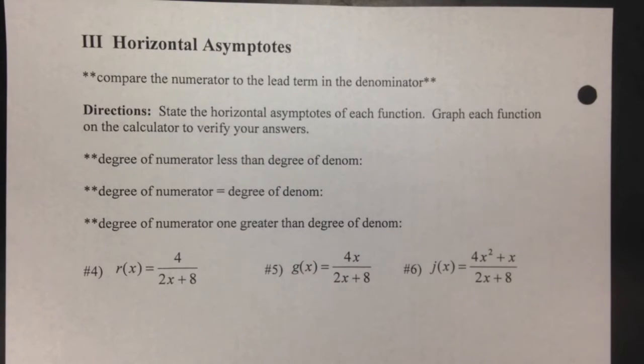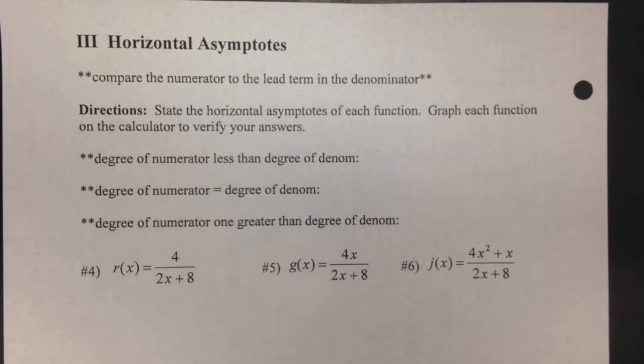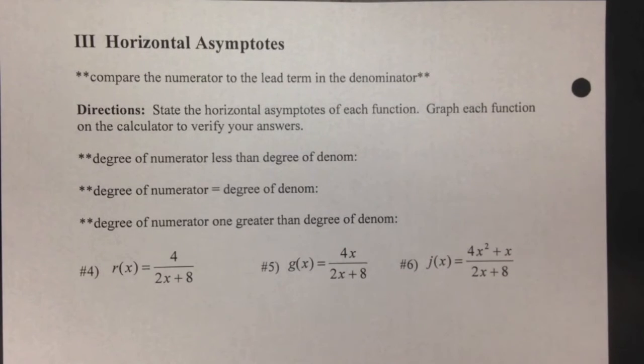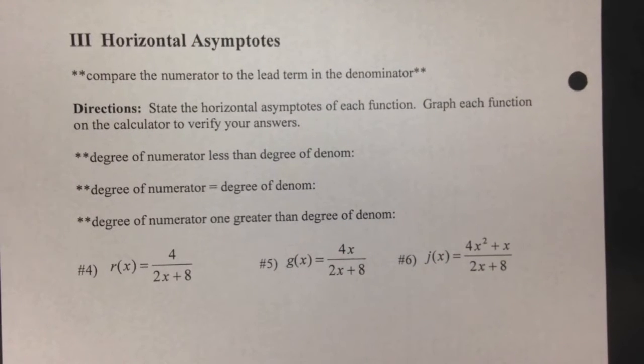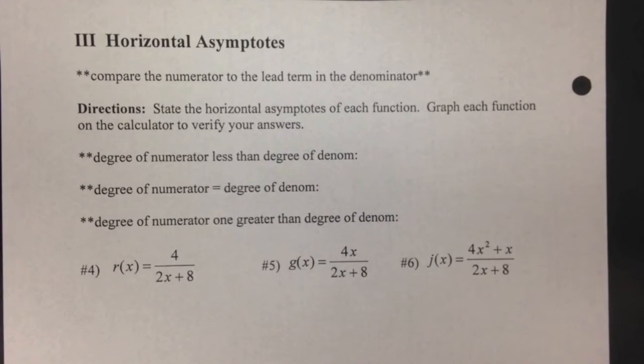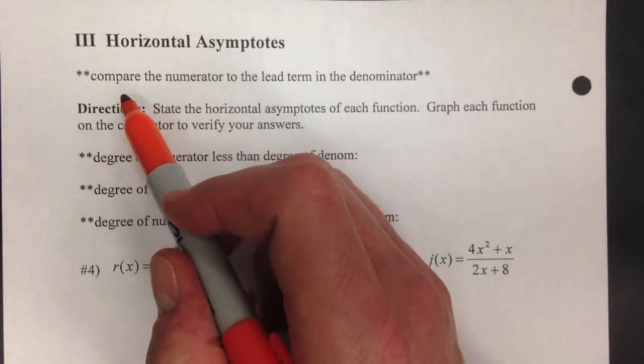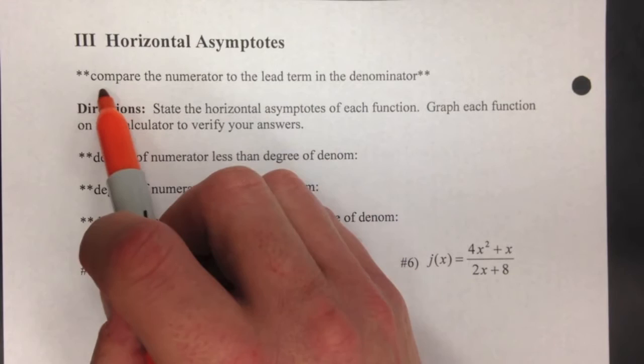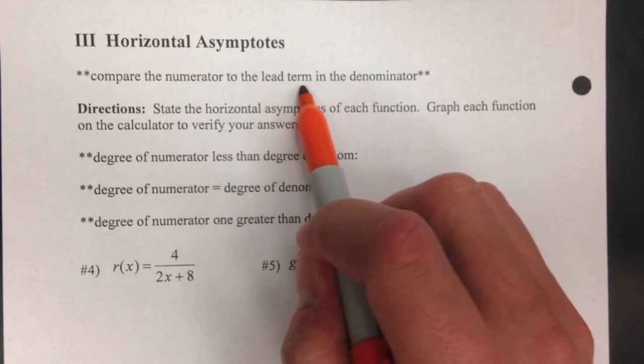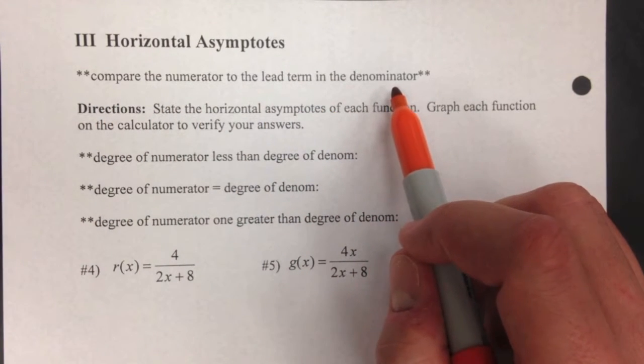Okay, we're back for part two. So we talked about vertical asymptotes. When you're looking for a vertical asymptote, you want to know where the denominator is equal to 0, where the function's undefined. Now, a horizontal asymptote is going to be a little bit different. To find horizontal asymptotes, what we'll do is compare the numerator to the lead term in the denominator.